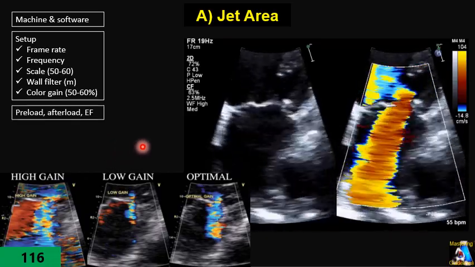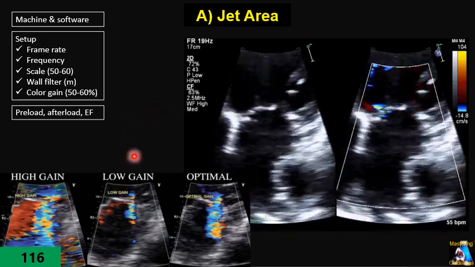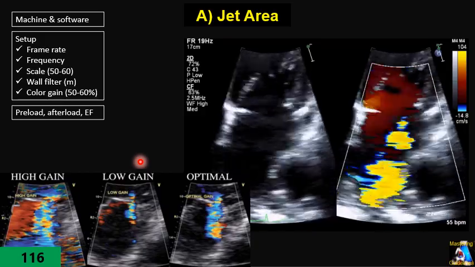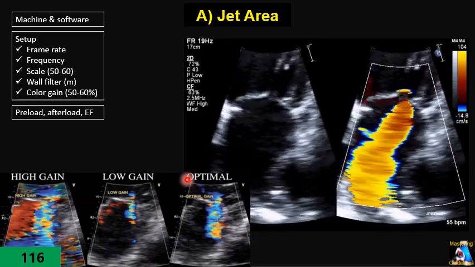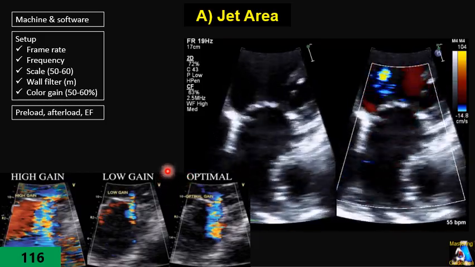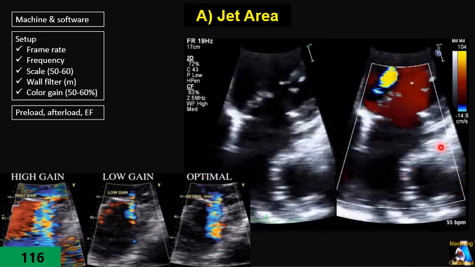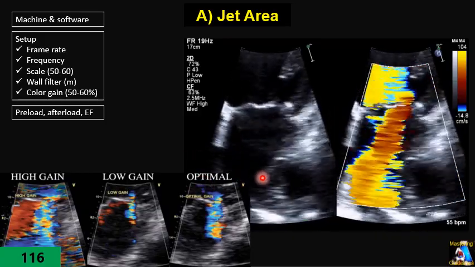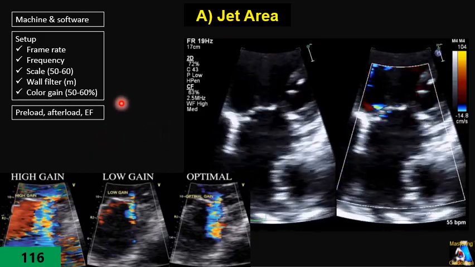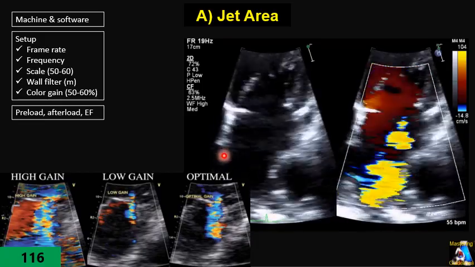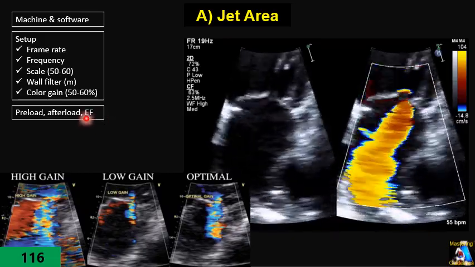After setup, the next important factors are the amount of preload, afterload, and the function of the LV. Increasing preload has the same effect as increasing the contractility of the heart. In both situations the jet area increases. In the opposite way, if the ejection fraction drops, for example after a myocardial infarction, you shouldn't expect to see a very huge jet, even if there may be significant MR. And afterload is the same.